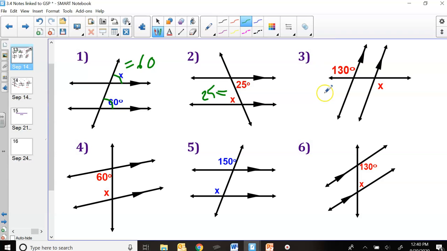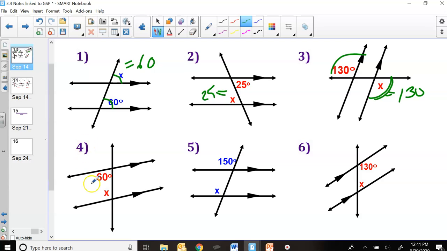Okay, number 3. What sorts of angles are these? Well, they're alternate exterior angles, and we said alternate exterior angles are congruent. That makes sense that both of them are obtuse, so they're the same measure.